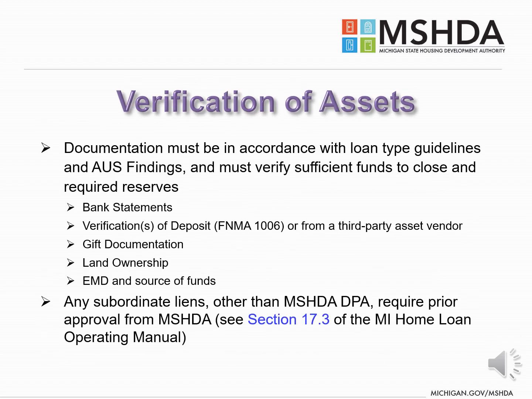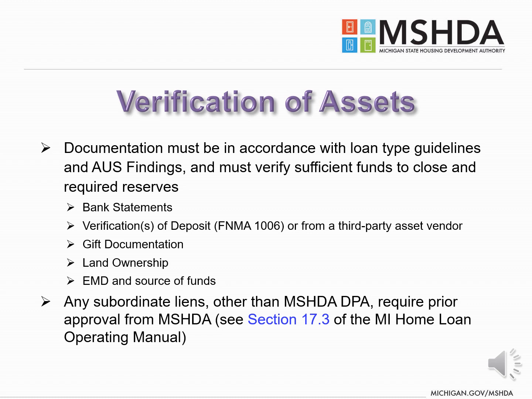To verify assets, documentation must be in accordance with loan type guidelines and AUS findings. MSHDA allows bank statements and will also allow a VOD or automated asset verification as approved by loan type guidelines. Please note that MSHDA reserves the right to ask for full bank statements to evaluate the financial stability of a borrower and determine the loan risk in some cases.